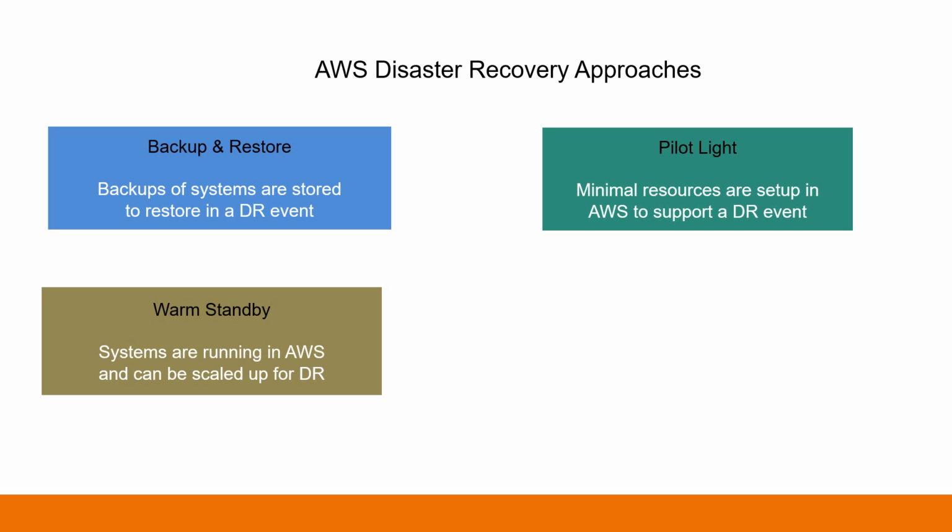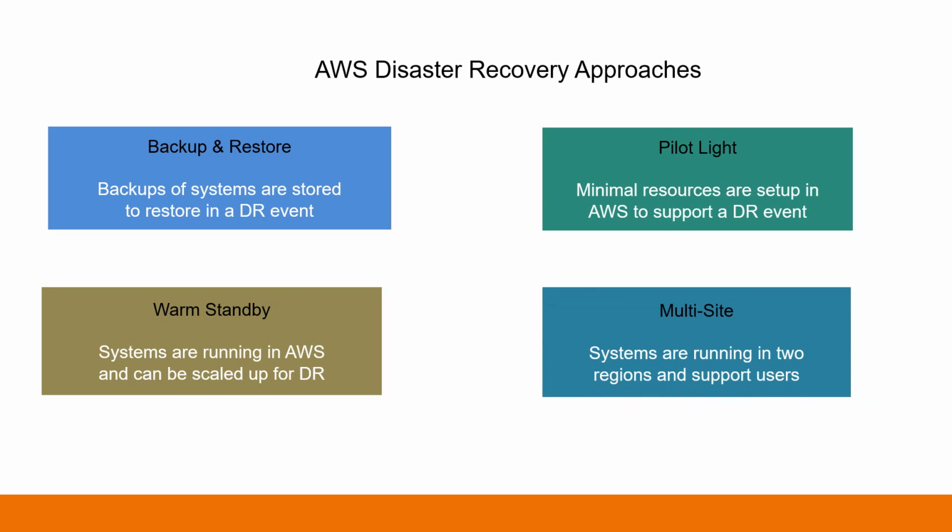And the fourth approach is what we would call multi-site. And through this disaster recovery approach, you are continually leveraging both your data center and AWS, and you are actively sending users to both. And this is what we would refer to as an active architecture.